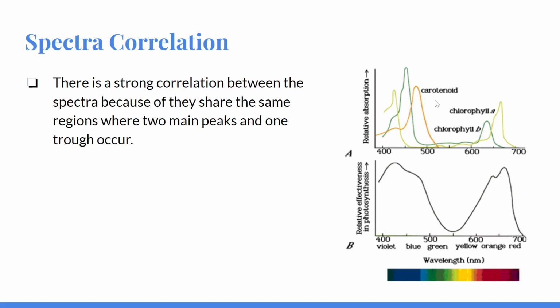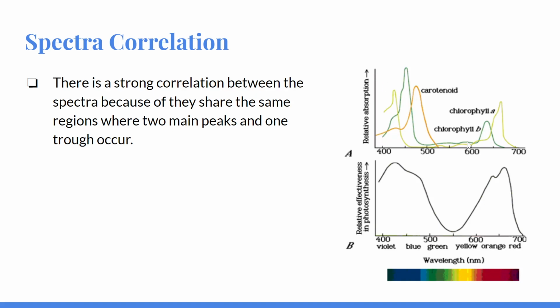The strong correlation occurs because if you look here, they have the same regions where two main peaks happen, right here, and one where the main trough occurs. So at this wavelength, this green yellow kind of area, this is where photosynthesis is the least productive. But here in this violet blue or this red region, this is where photosynthesis is the most efficient.